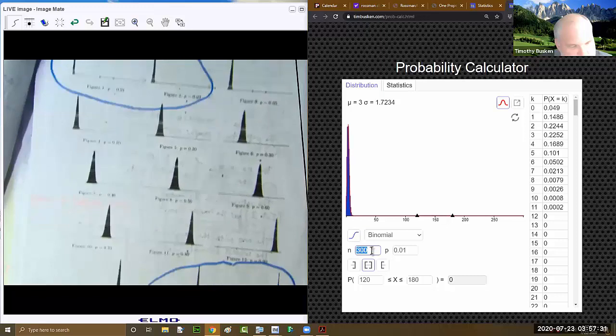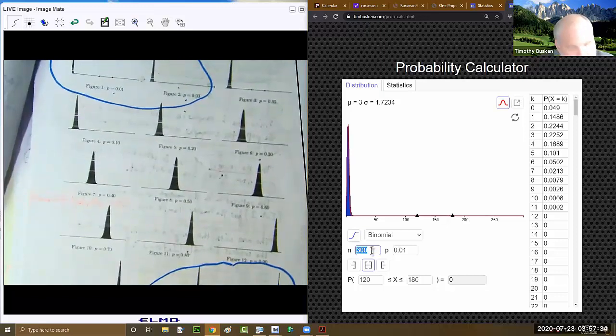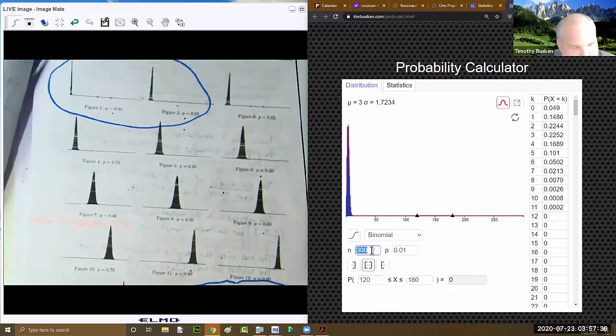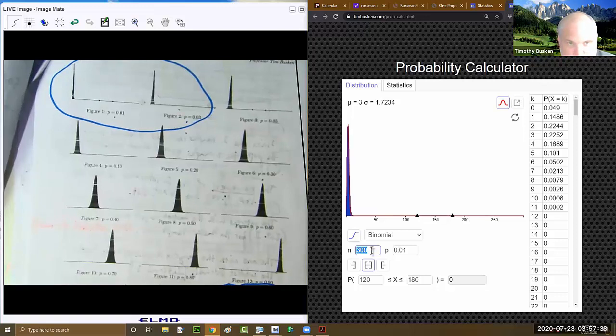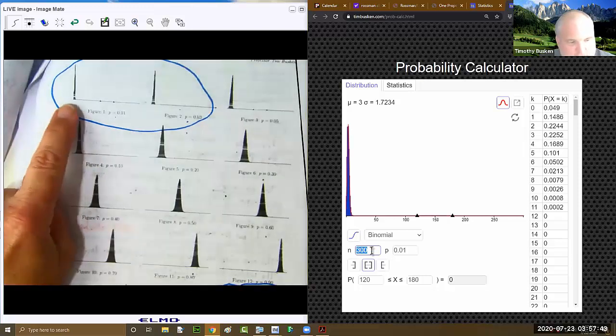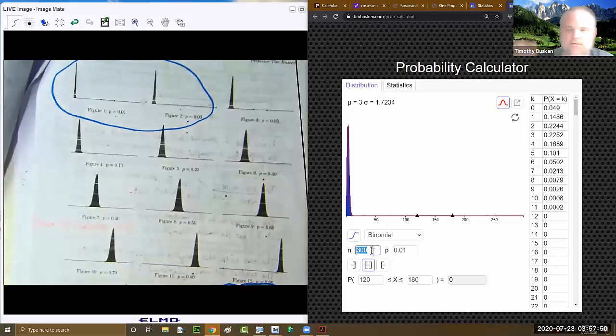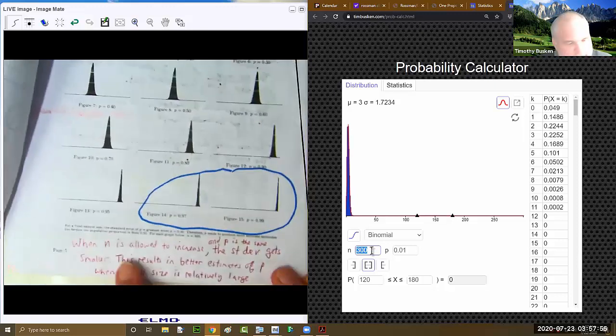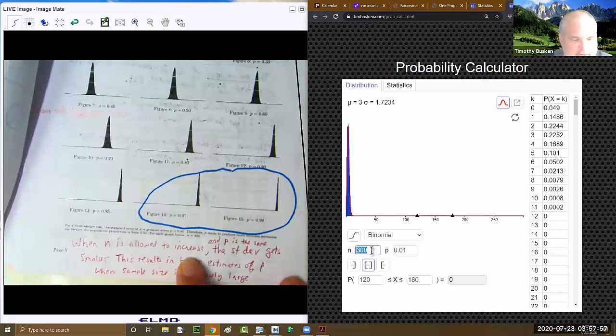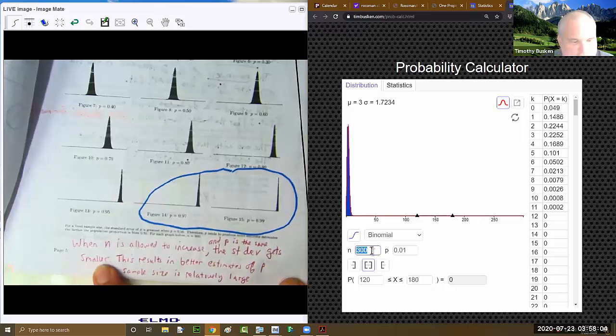The other thing: if n is 300, the most accurate estimates of p will come from the graphs where the actual value of p is close to 0 or 1. However, if the sample size is allowed to increase and the value of p stays the same, the standard deviation will get smaller.